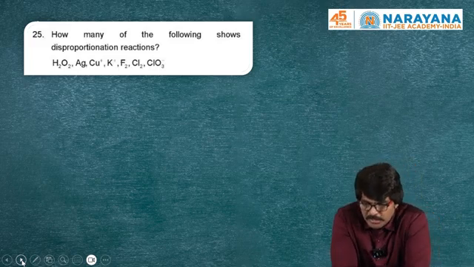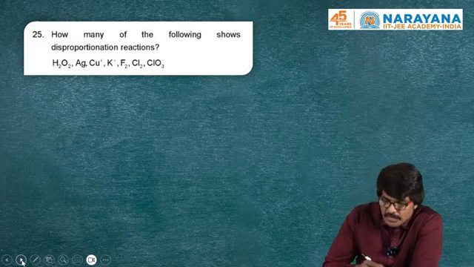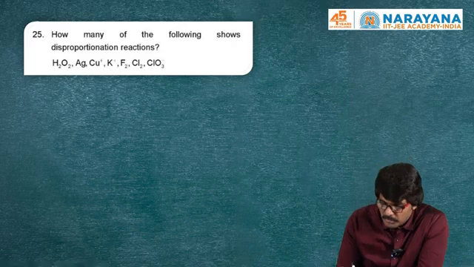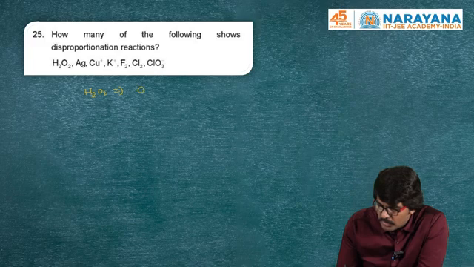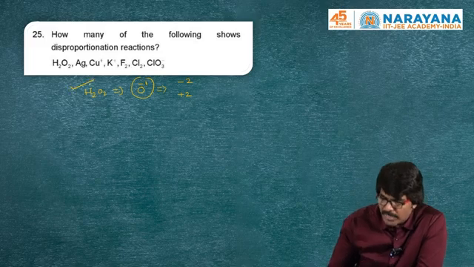And question number 25. How many of the following show disproportionation reaction? Disproportionation means it has to undergo oxidation and reduction, it has to have the ability of undergoing both. The first compound in the sequence, hydrogen peroxide: the oxidation state of oxygen is -1. Minimum oxidation state of oxygen is -2, maximum is +2. Here it is intermediate to the minimum and maximum. Therefore, H2O2 has the ability to undergo disproportionation.